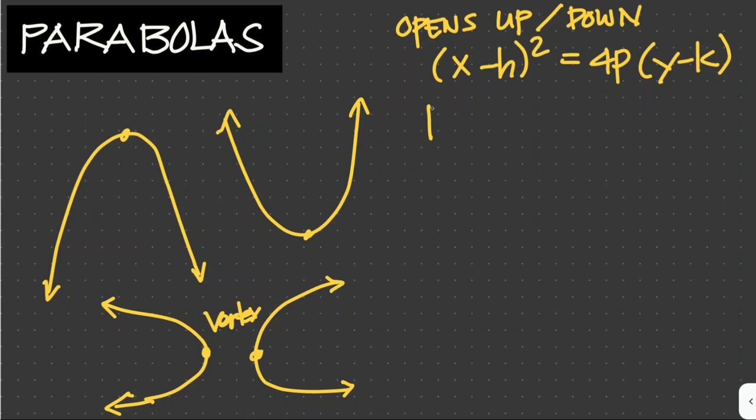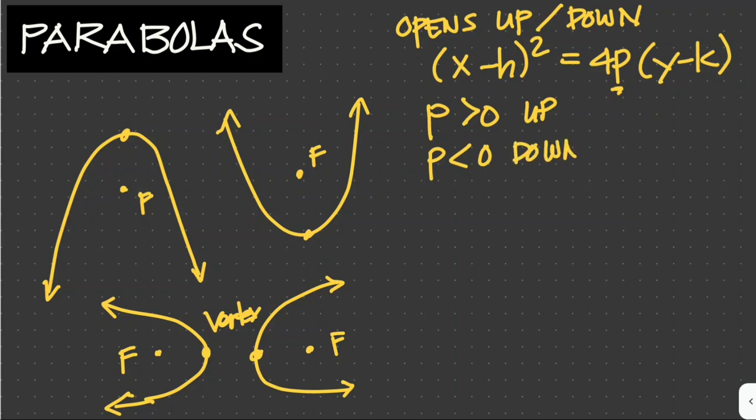Okay, so if P is greater than 0, actually P here is the distance from the vertex to the focus. So the focus here. We will discuss the rest of the formulas after this. So if P is greater than 0, then it opens up. If P is less than 0, it opens down.